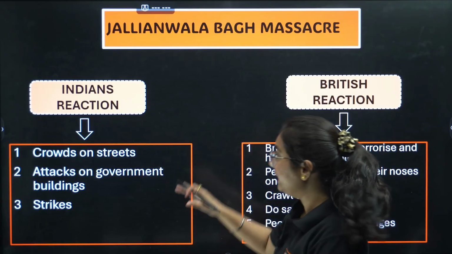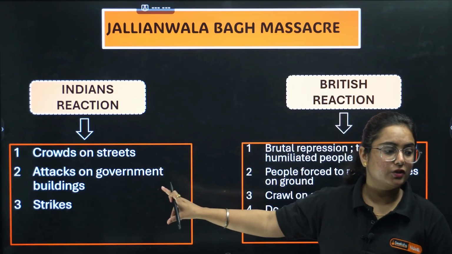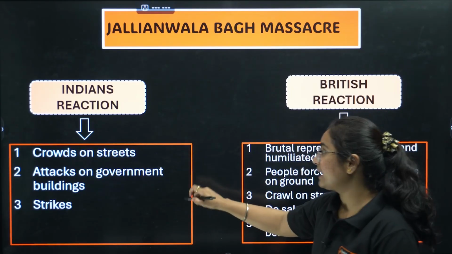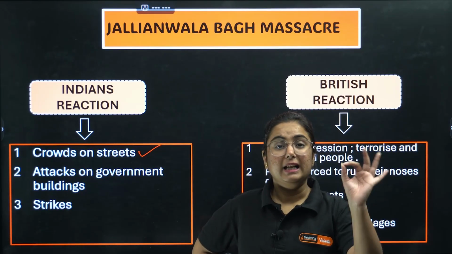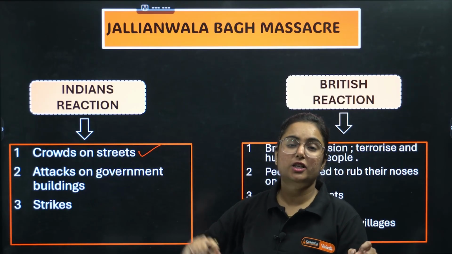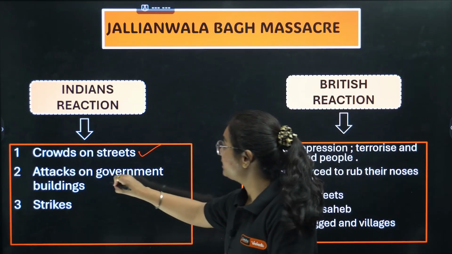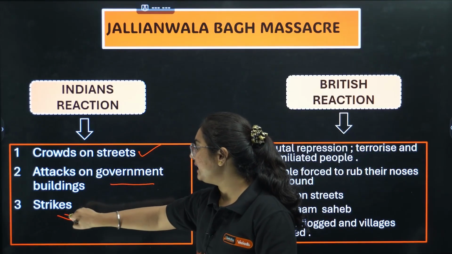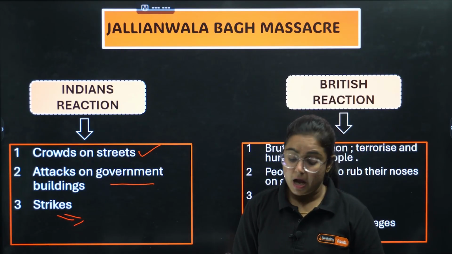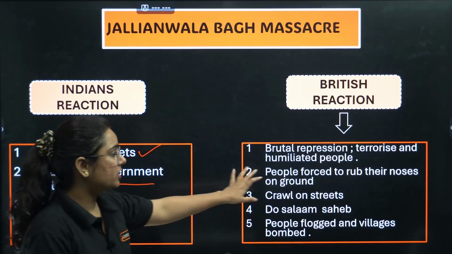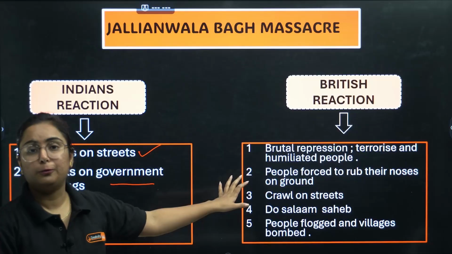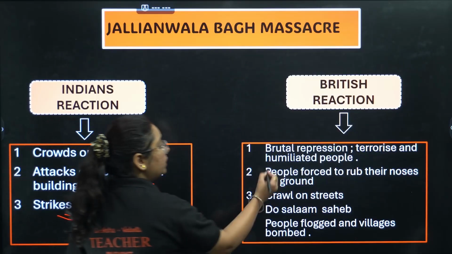Okay, how did Indians react to that? Pay attention. There were crowds on the streets. People came onto the streets against this British Act. They attacked government buildings and in many areas people went on strike. But instead of accepting their mistake, what the Britishers did is very hurtful. They did brutal repression.